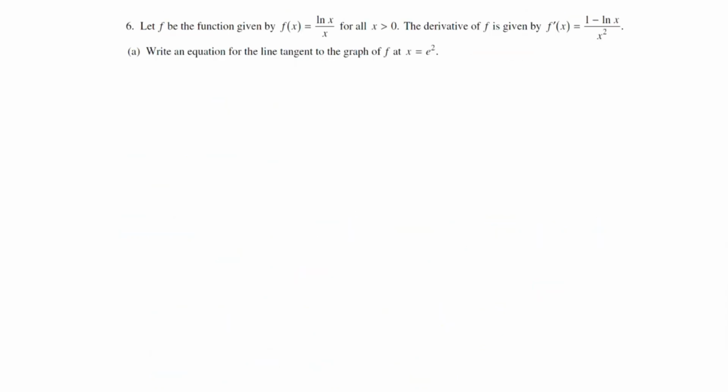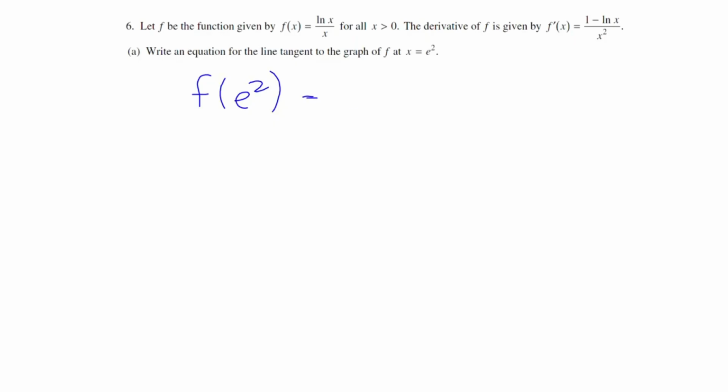All right, this is question number 6 from the 2008 AP Calculus AB exam. This is a function FRQ. We got f is the function given by ln x over x for all x greater than 0. And the derivative, f prime, is 1 minus ln x over x squared. They want us to write an equation for the tangent line to f at e squared, which means first we need to find f of e squared. Then we need to find f prime of e squared.